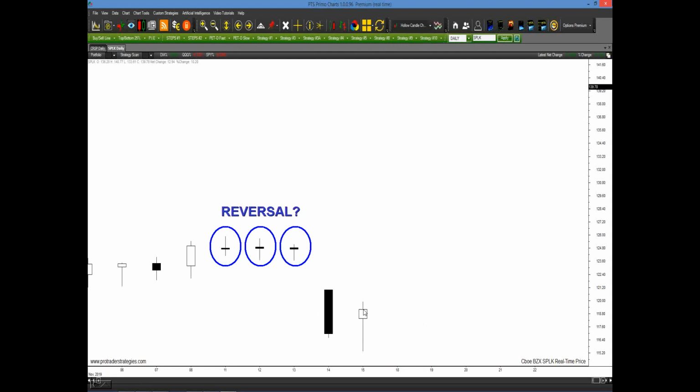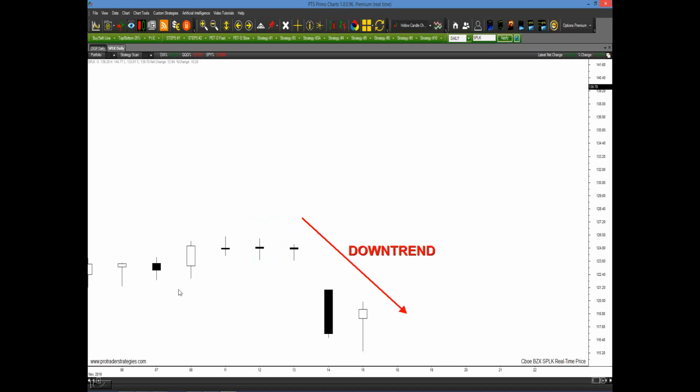Or if you didn't get in, maybe say, well, listen, you know what? On this little bounce here, I'm going to sell short because it's just a 1-day bounce before we go lower. Well, what's the first thing we teach you? This is not a downtrend. It's actually a pullback because the 50-period moving average, most of the bars are above. We only had 1 close above, which is not enough.